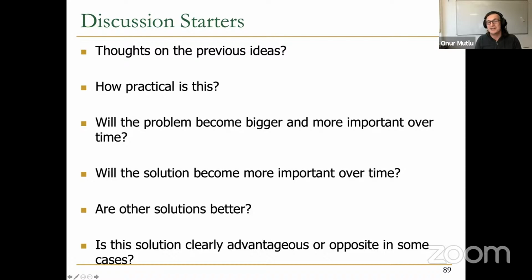Can you do better copies, for example, inside a subarray? That's always a good question to ask, but that's a tough problem. RowClone has raised the bar significantly, basically. And then is the solution clearly advantageous or the opposite in some cases? And I think it's clearly advantageous in initialization, right? Data mapping is not as big of a problem in initialization.